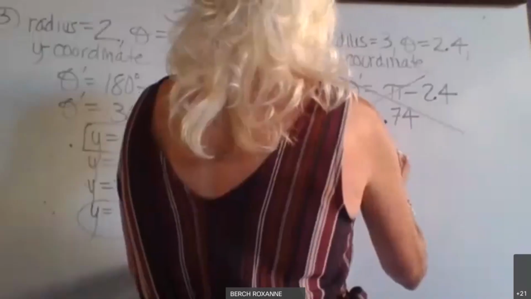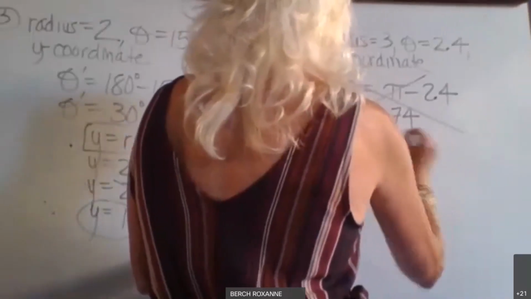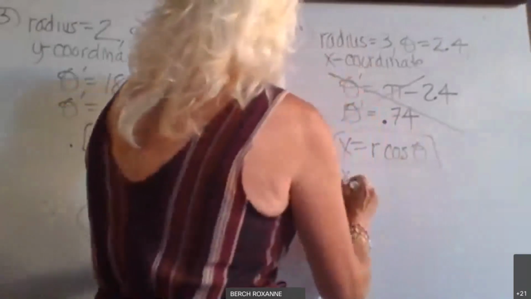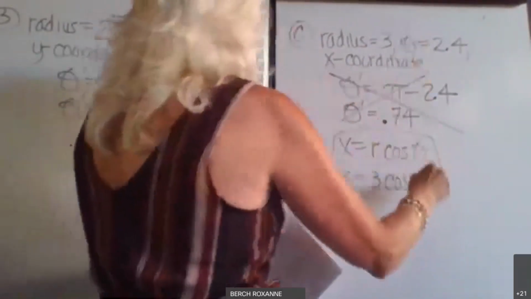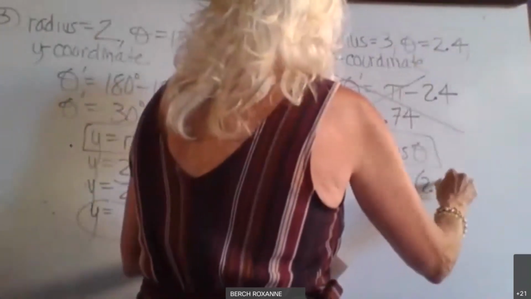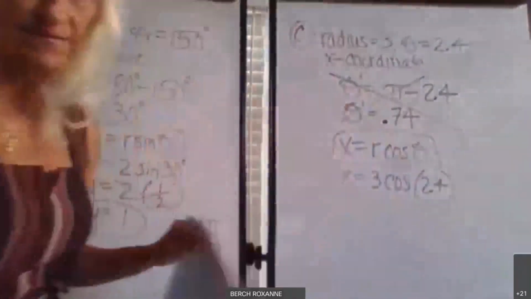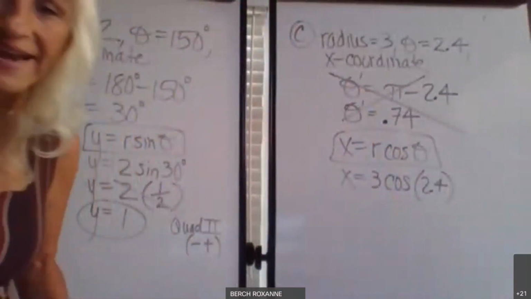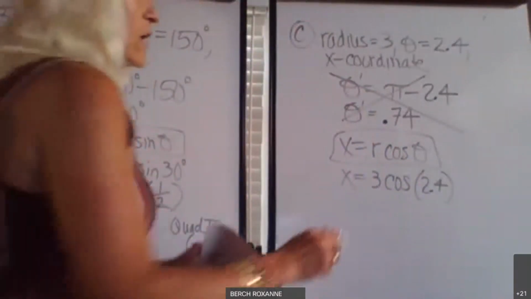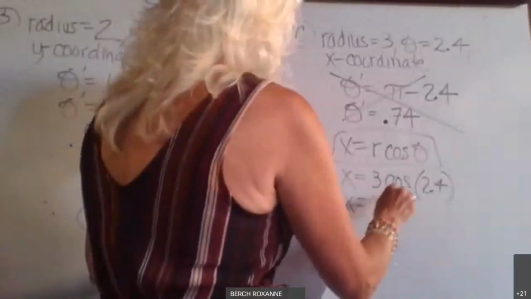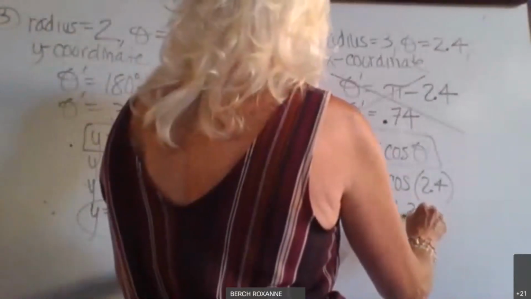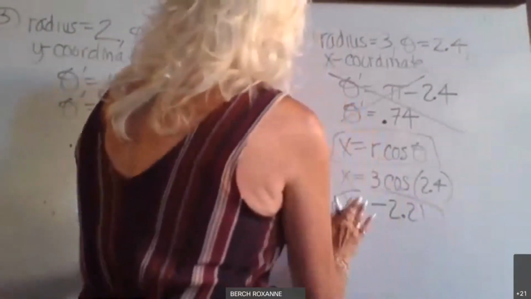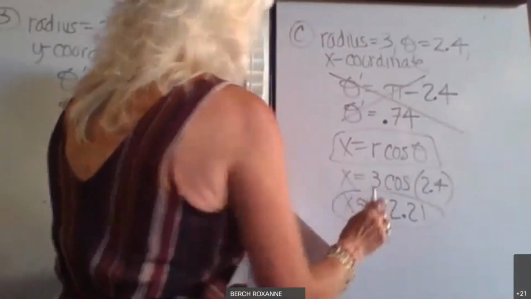So we have x is equal to r cosine of theta. So x is equal to the radius, which is 3 times cosine of 2.4 radians. Make sure you're in radian mode. And what is cosine of 2.4 radians times 3? About negative 2.21. Yeah, it's about negative 2.21.